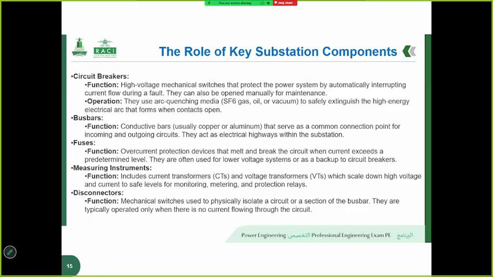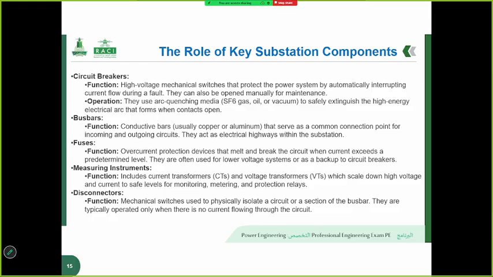It contains a wire or metal strip that is designed to melt and break the circuit when the current flowing through it exceeds a predetermined safe level. Unlike a circuit breaker, a fuse is a one-shot device. Once it melts, it must be replaced. Fuses are often used for the protection of smaller loads or as a backup to circuit breakers, providing an additional layer of safety against excessive currents.